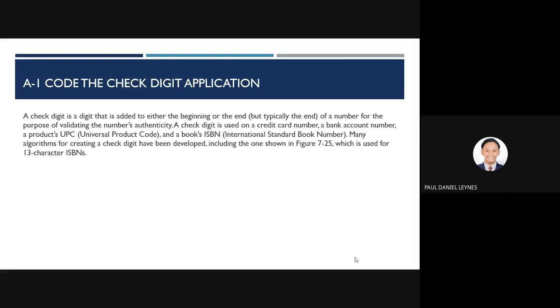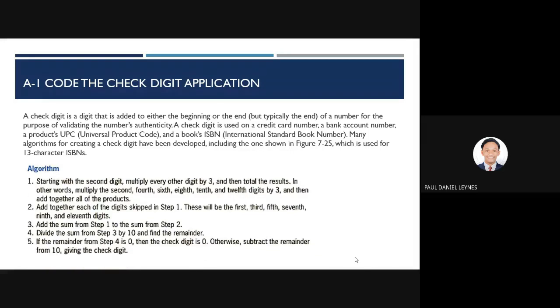A check digit is a digit that is added to either the beginning or the end, but typically the end, of a number for the purpose of validating the number's authenticity. A check digit is used on a credit card number, a bank account number, a product's UPC, the Universal Product Code, and a book's International Standard Book Number. Many algorithms for creating a check digit have been developed, including the one which is used for 13 character International Standard Book Numbers. Here is the algorithm of the check digit application.